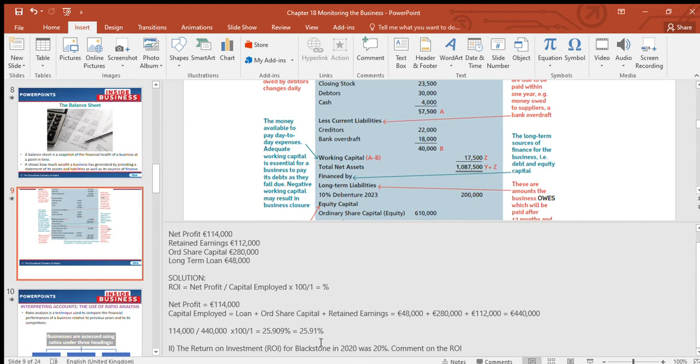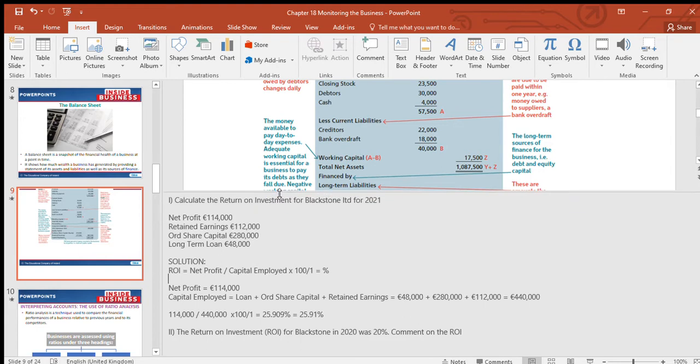At the bottom of the question they ask us to find the return on investment for Blackstone. They tell us the previous year. So this one here was to do with 2021, but in 2020 the ROI was 20%. So 2021 it's 25.91%. 2020 it was 20%. So what's happened in the last 12 months? The ROI, the return on investment for investors, has gone up from 20% to 25.91%.